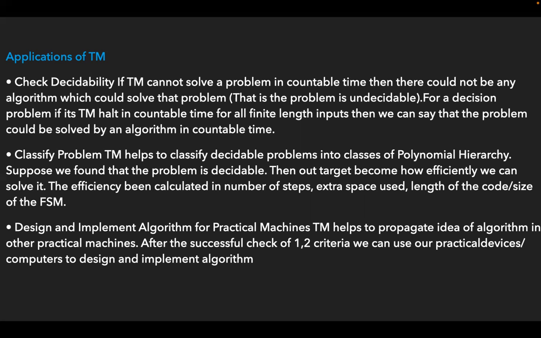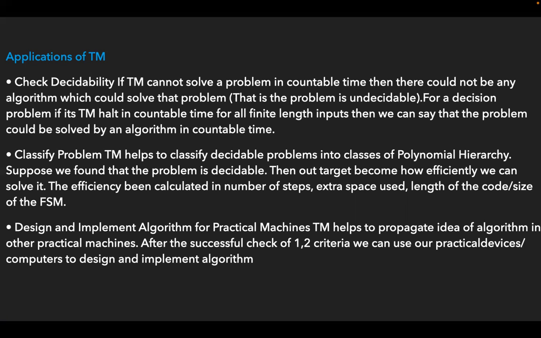Classify problems. Turing machines help us to classify decidable problems into classes of the polynomial hierarchy. Suppose we found that the problem is decidable, then our target becomes how efficiently we can solve it. The efficiency is calculated in number of steps, extra space used, length of the code or size of the FSM.